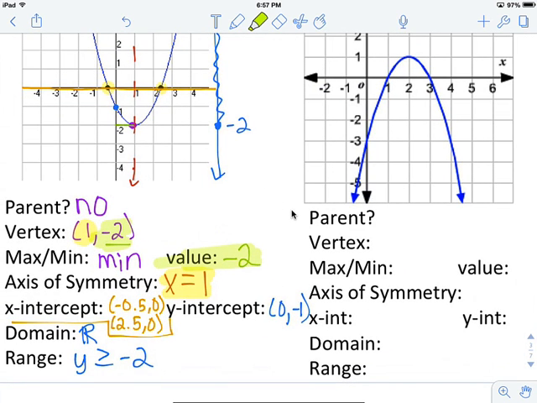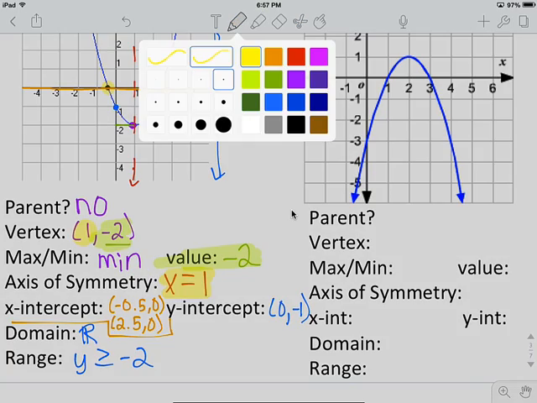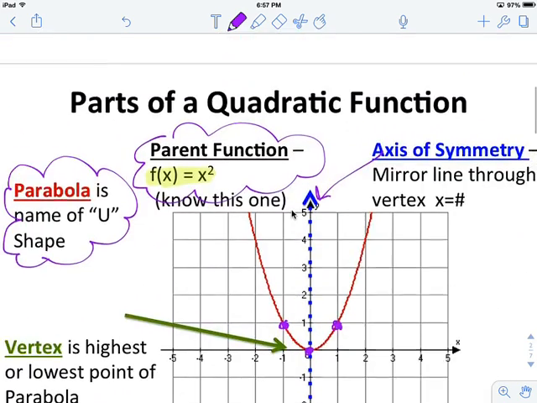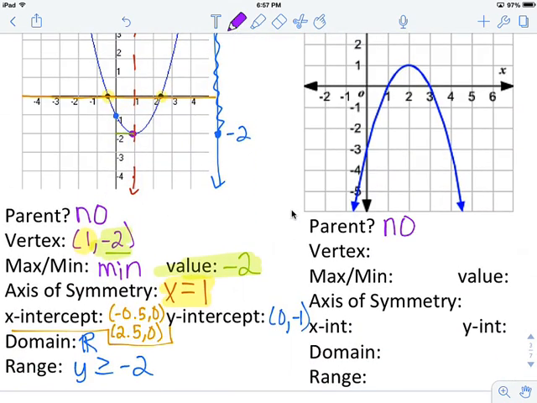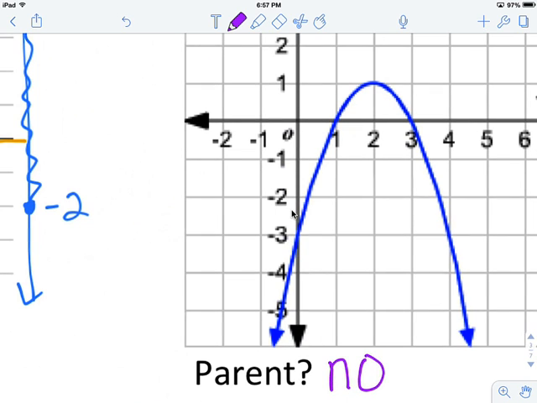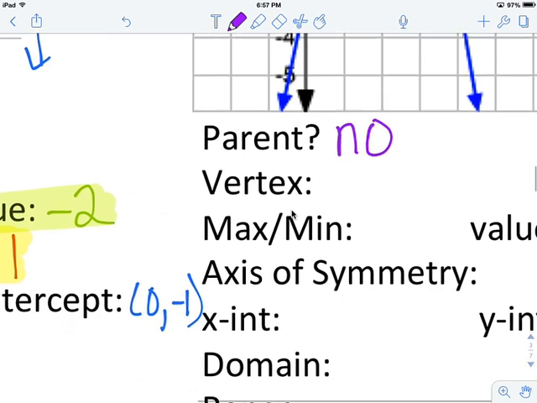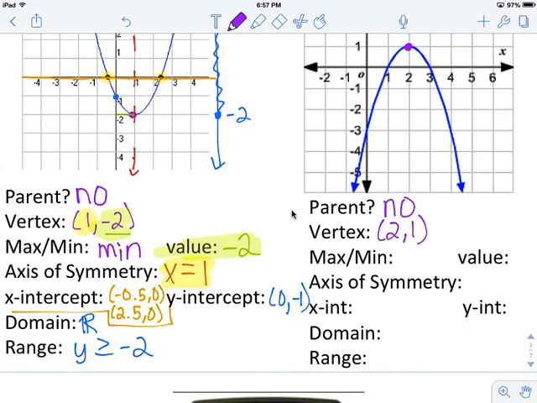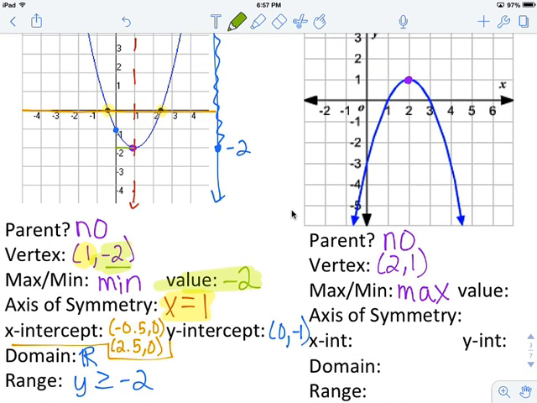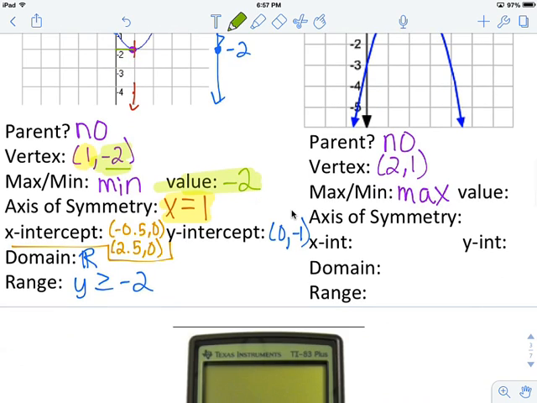So, looking at the next one, we're going to do the exact same thing. First, is this the parent function? Well, it does not match the graph before, so this is not the parent function. The vertex is this point right here, which is 2, 1. This one is upside down, so the vertex is a maximum. And the value, the y value of my vertex is at 1. So we're going to label that 1.